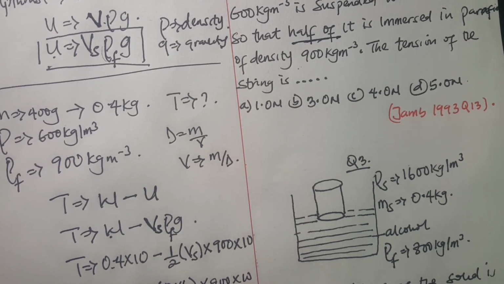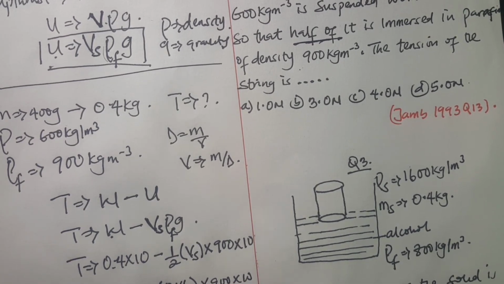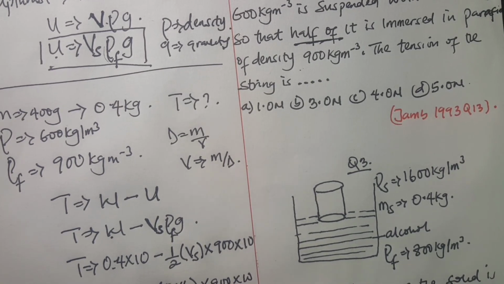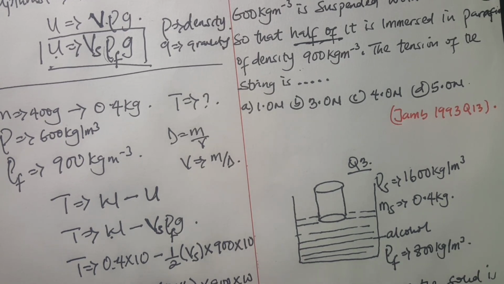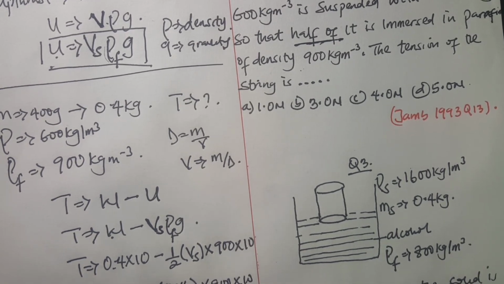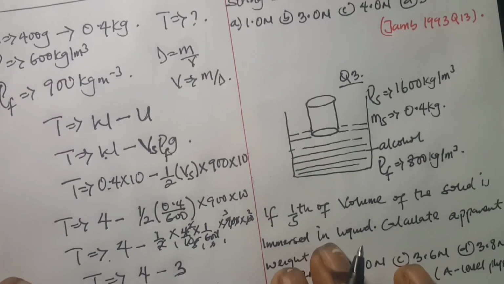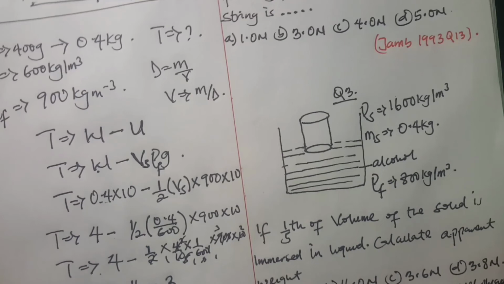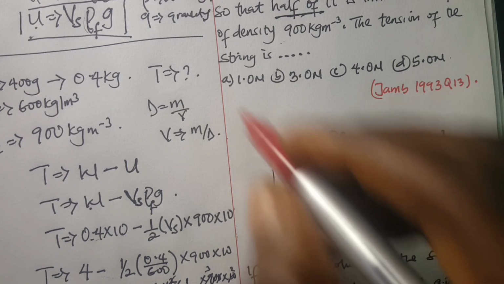All this, when you cancel, tension will be equal to 4 minus 3. So everything here gives us a 3. When you cut that, 4 minus 3, the final answer should be 1 Newton. So the right answer to that one should be 1 Newton. Even when you punch your calculator, you can actually get that without wasting time. So the correct option to that should be choice A.